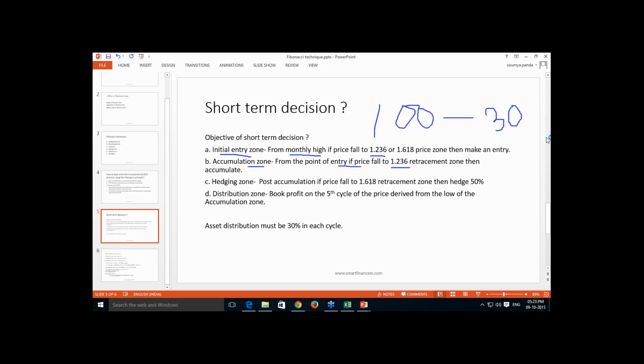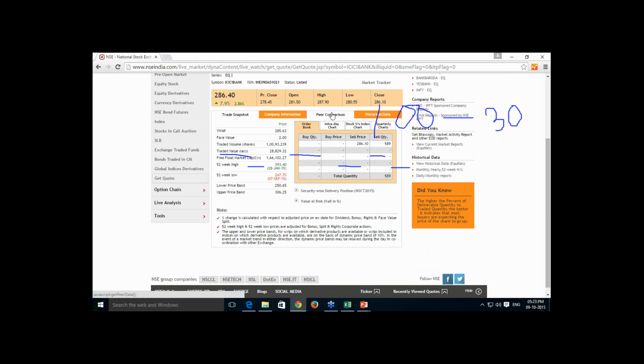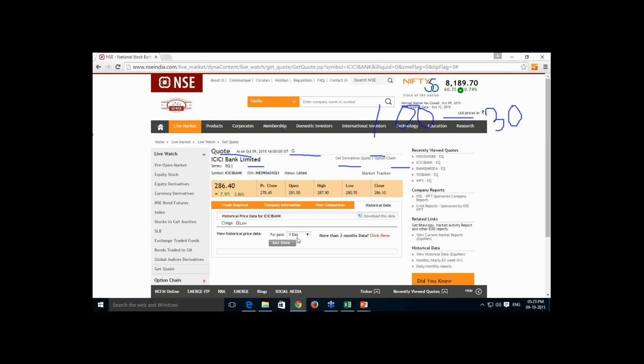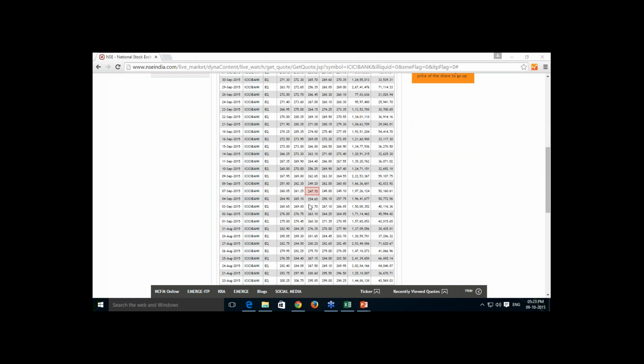So I'll give you one very small example here. Say we are going for one equity, ICICI Bank. You don't require any sophisticated software for this. I'm going for this month, so let me go for the last month. I'm not looking into the golden ratios for doing this; I'm just looking at my Fibonacci principles.